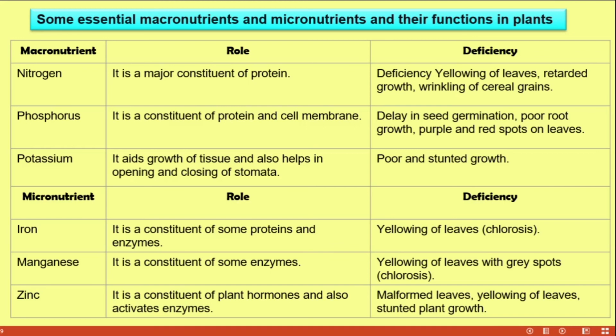Next, manganese. What is the role of this? It is a constituent of some important enzymes, okay. What is the deficiency? Yellowing of leaves with gray spots, okay, right. Finally, zinc. See, what is the role of this? It is a constituent of plant hormones and also activates enzymes. What is the deficiency? Malformed leaves, yellowing of leaves, and stunted plant growth, okay, right.